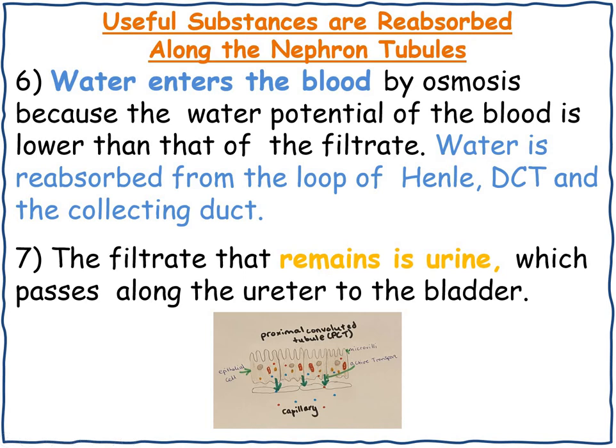Also water enters the blood by osmosis because the water potential of the blood is lower than that of the filtrate. So water is reabsorbed from the loop of Henle, the distal convoluted tubule, and the collecting duct. The filtrate that remains is the urine, which then passes along the ureter to the bladder.